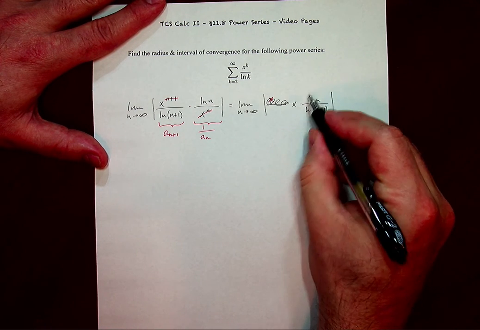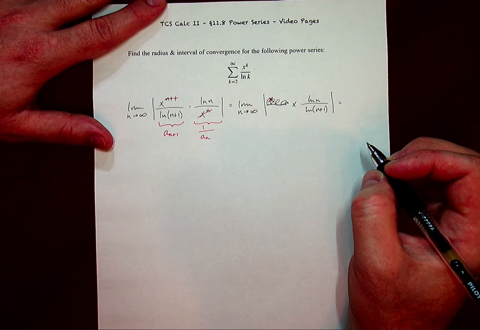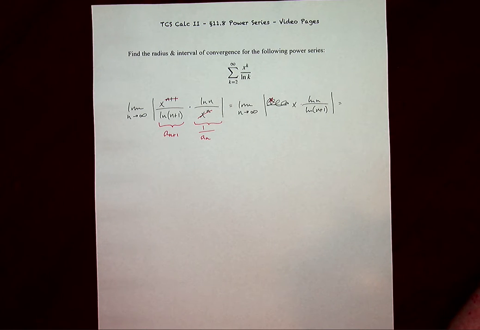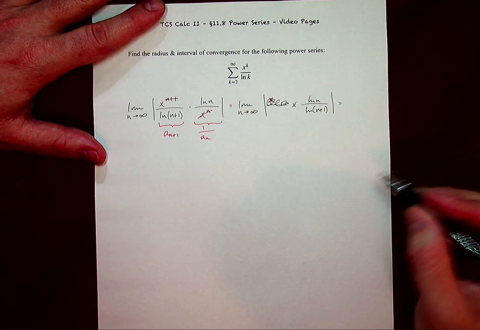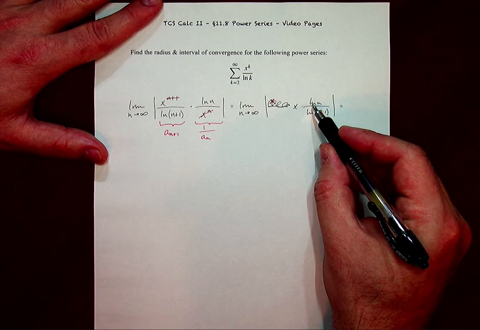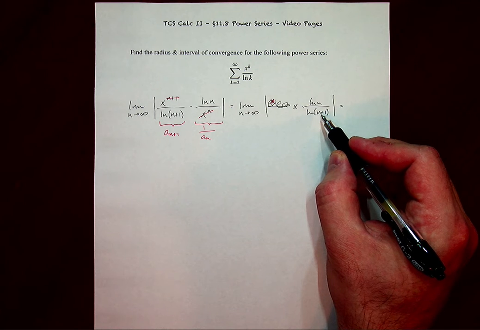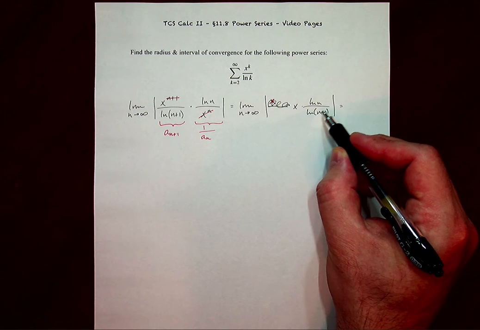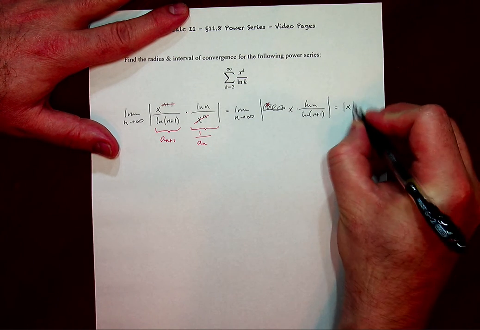Well, this right here goes to 1, because remember, natural log flattens out. The previous output of the natural log function is going to be closer and closer to the next output, and therefore as you go along, this whole thing goes to 1, and you're just left with the absolute value of x.